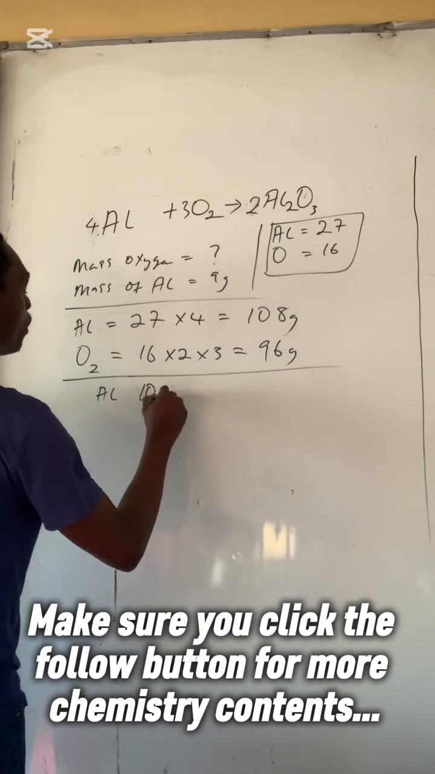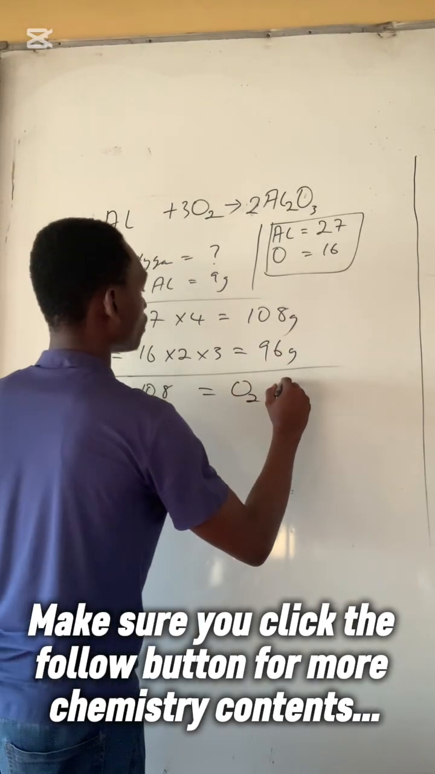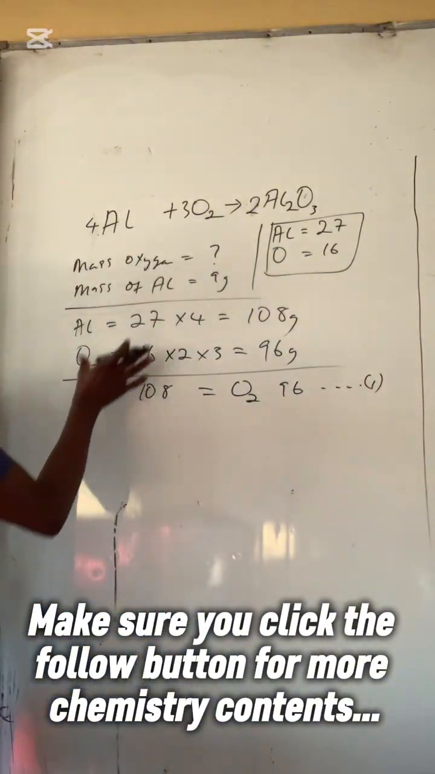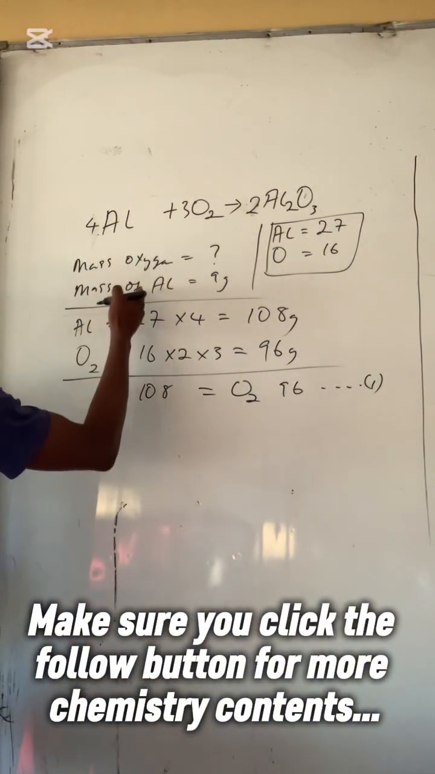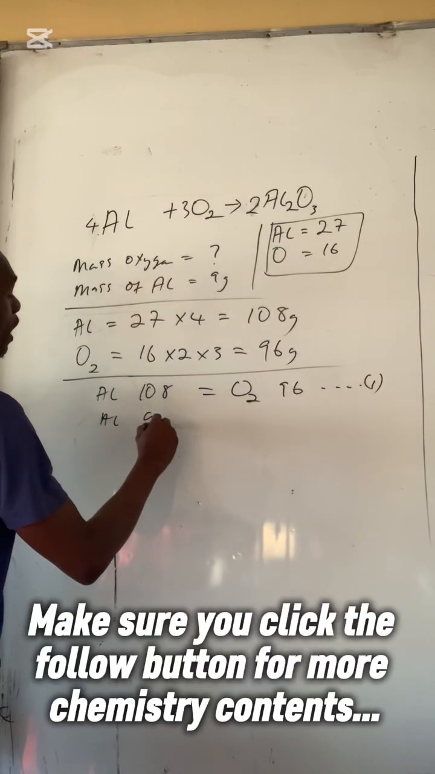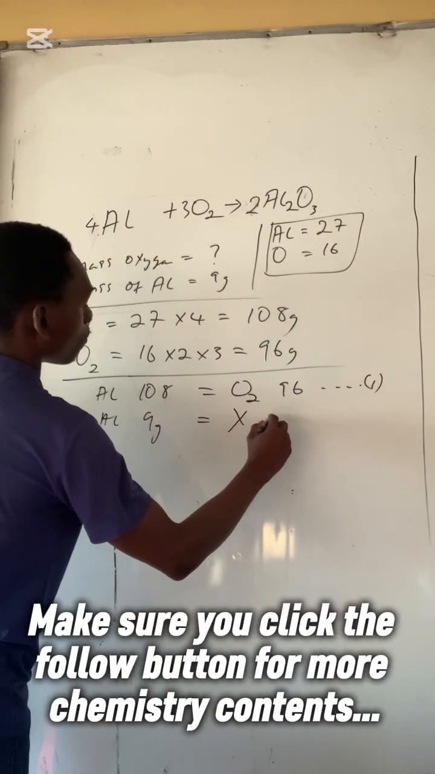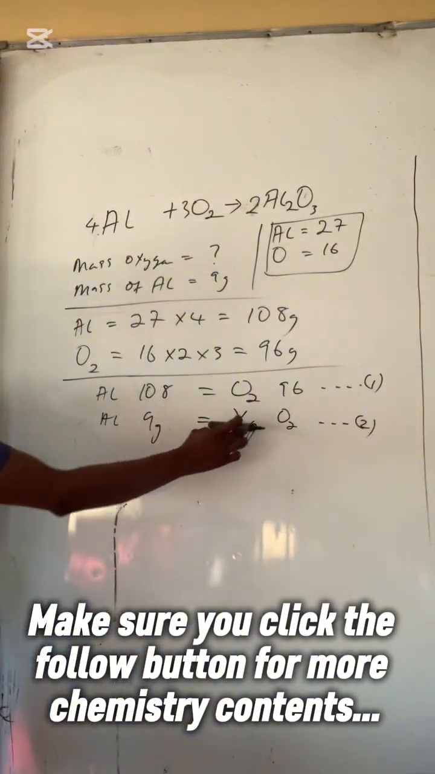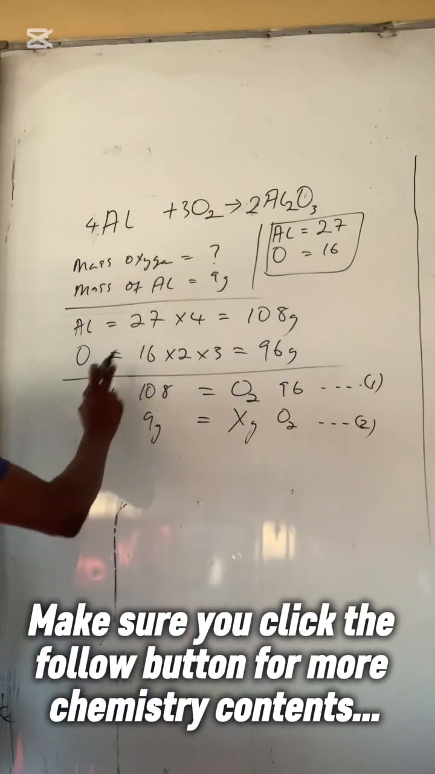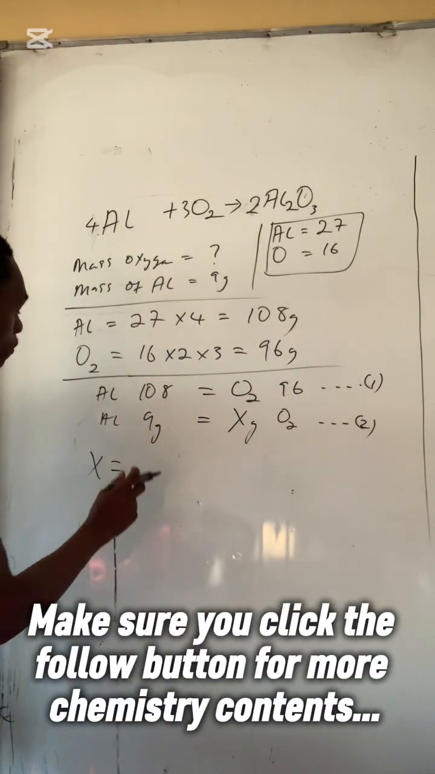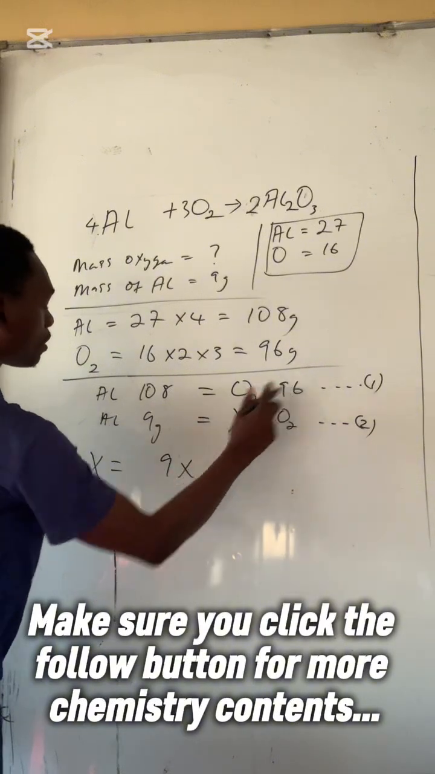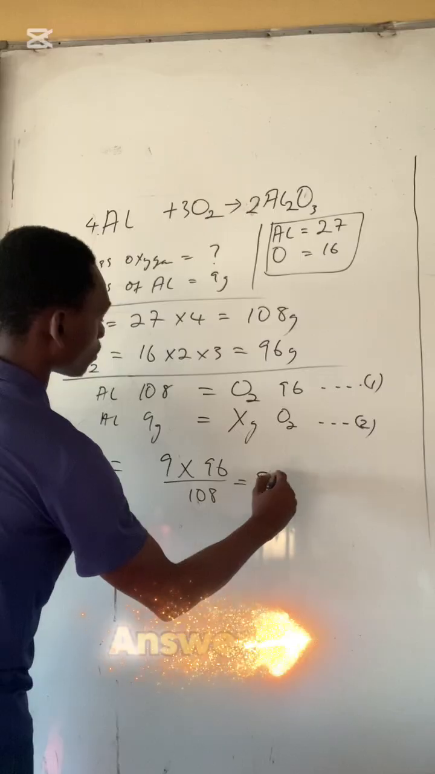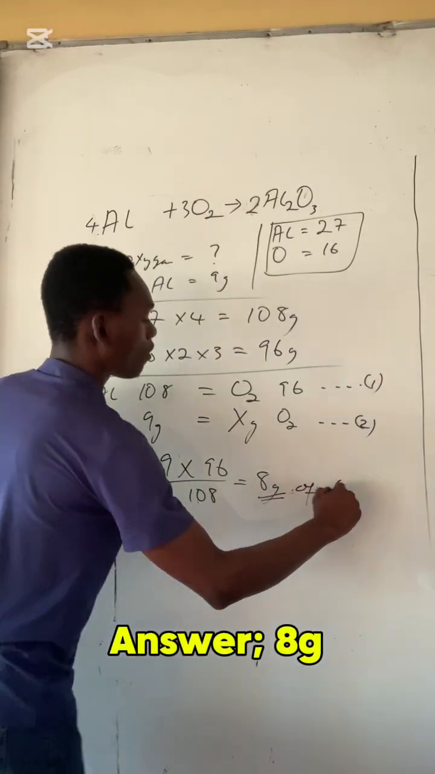Aluminium is 108, equal to oxygen, which is 96. This is from the balanced equation, or we can call this equation 1. Now, the second equation asks us, what if the aluminium is now 9 grams? How many grams x will be for oxygen? This is equation 2. In order for us to solve for x, which is the oxygen, we have to cross multiply. So x will be equal to 9 times 96 divided by 108. That simply gives us 8 grams of oxygen.